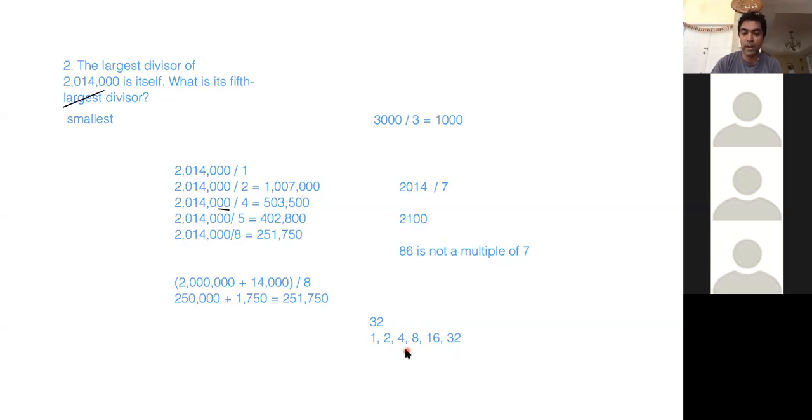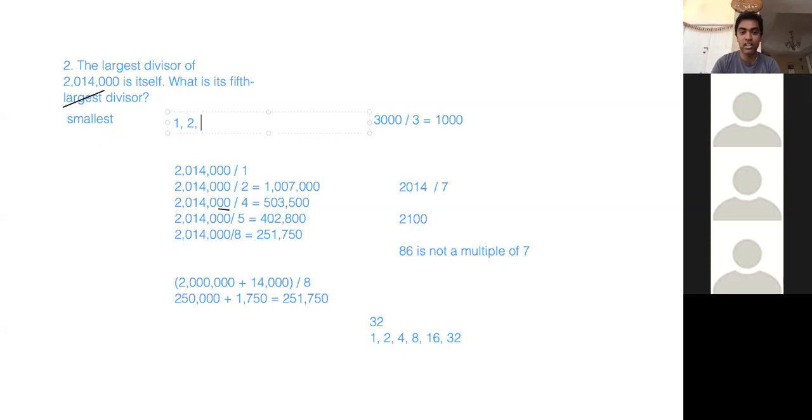So this is true of any number. Whatever the divisors are, I can take the smallest values in order and pair them up with the largest divisors, and their products will be the number itself. So now if I told you what the fifth smallest divisor was, how would you find the fifth largest divisor? You would take 2,014,000 and divide it by the smallest divisor. Exactly. So the question is actually just asking us, what is the fifth smallest divisor? So this is basically starting off, let's say, okay, is 1 a divisor? Yes, of course. Is 2 a divisor?